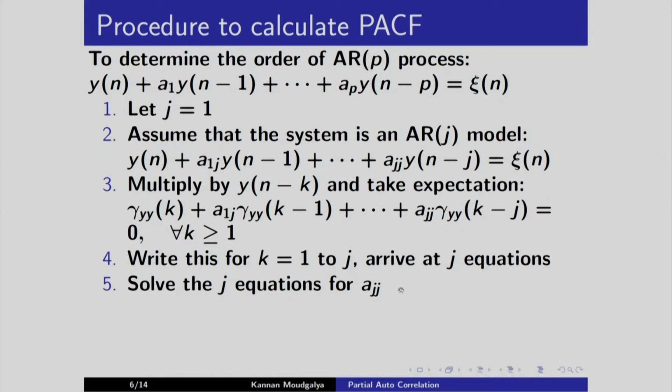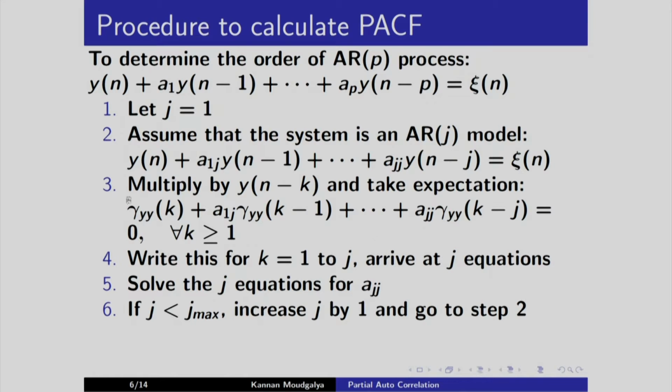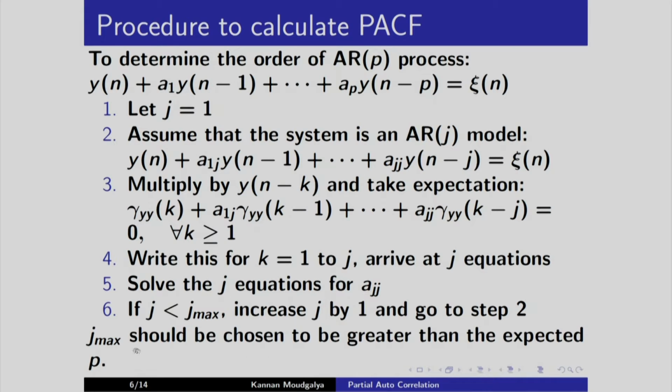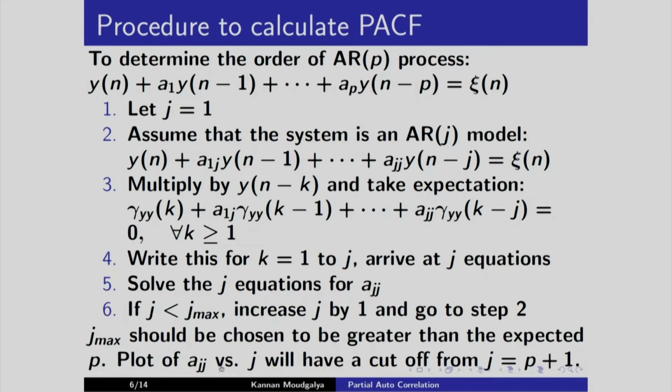You get ajj. Now repeat this for several j values. You do this for j equals 1. If this j is less than j max, do this for 2, 3 and so on, all the way up to j max. What is j max? J max should be chosen such that it is greater than the expected p. Plot of ajj versus j will have a cutoff from j equals p plus 1 onwards. So this is the algorithm.